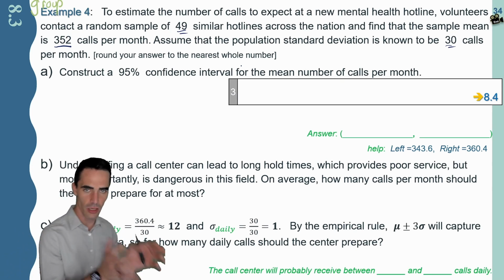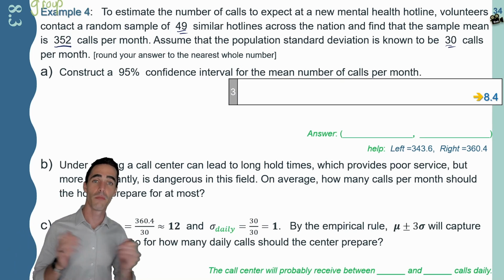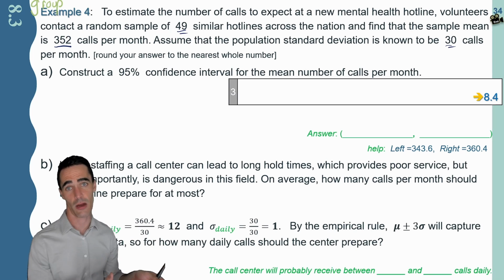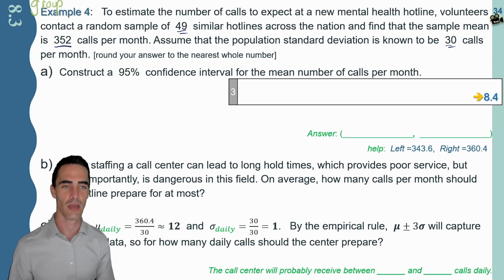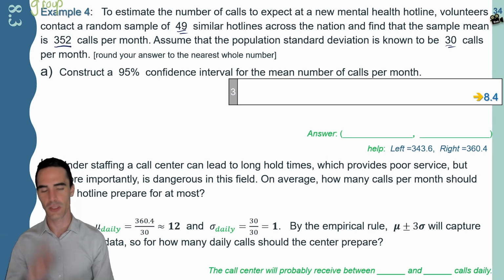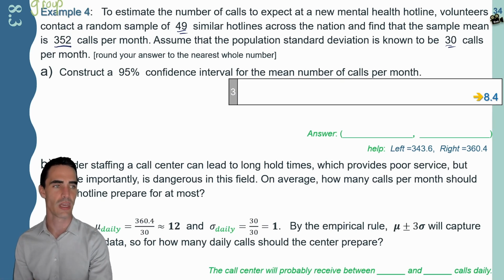So if we're going to build a new hotline, we'd like to hire some individuals, but we need to know how many people to hire, which means we need to know demand. How demanding is this place probably going to be? And so we talk to other places, 49 different ones, and we find this is a good average.